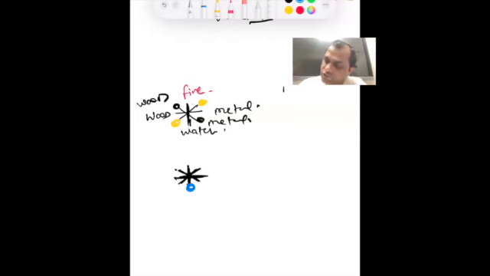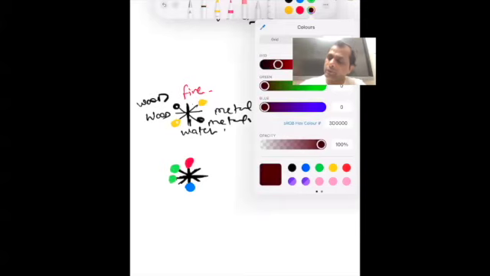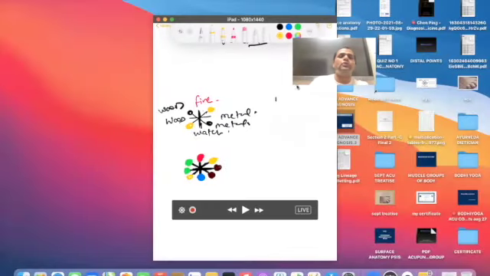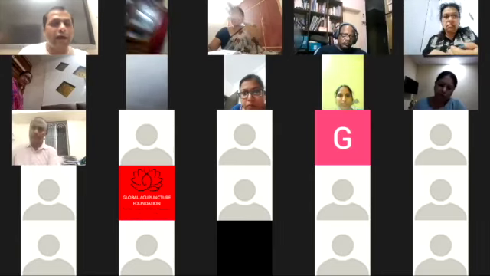So the lower is the water, so we are making it with the blue color. Upper is the fire, so we are making it with the fire color, the red color. The wood means green, so this is green. Also, this is green. This is the wood. And metal will be brown, so we are making it with the brown color. And finally, earth. Okay. So how many of you are able to understand this diagram?